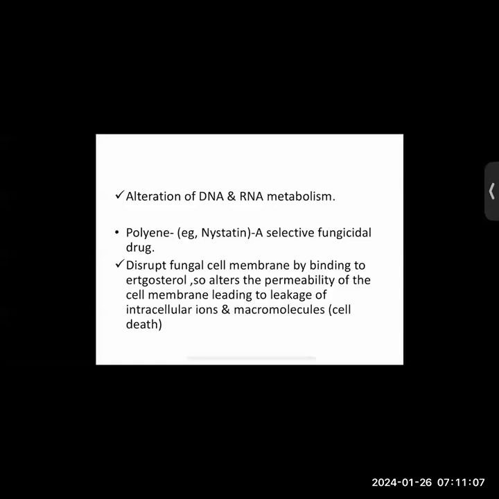Then nystatin, which is a polyene, is a selective fungicidal drug. It disrupts the fungal cell membrane by binding to ergosterol, which alters the permeability of the cell membrane, leading to leakage of intracellular ions and macromolecules, and ultimately leading to cell death.